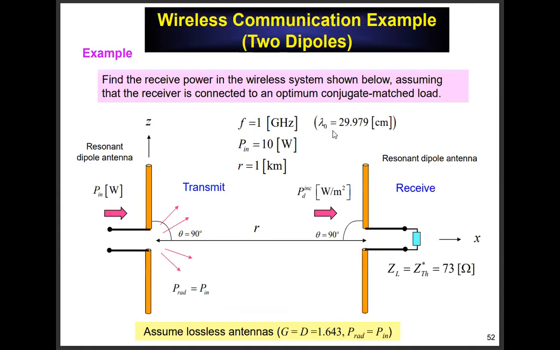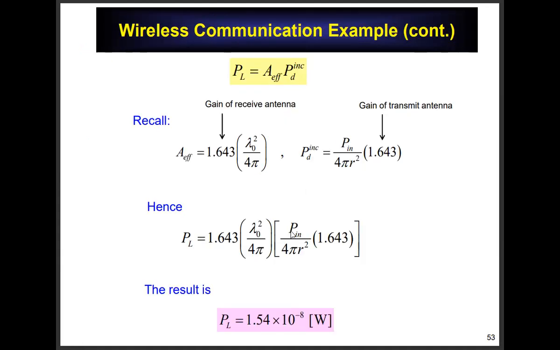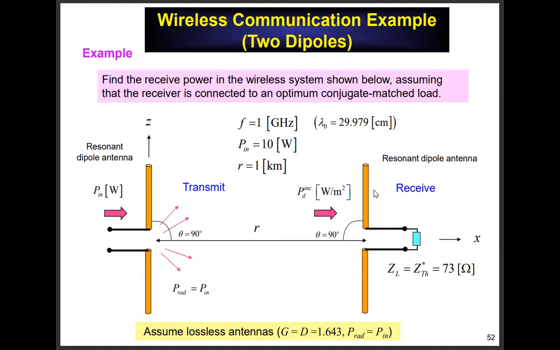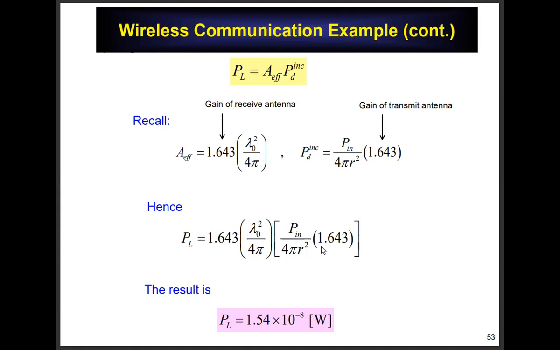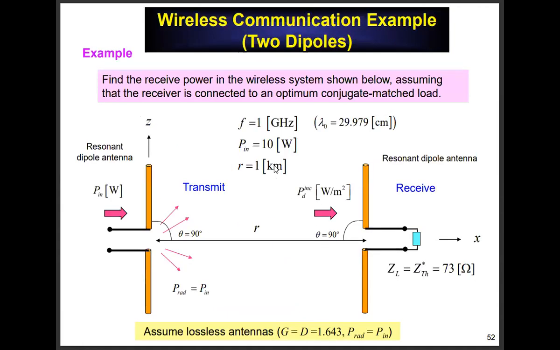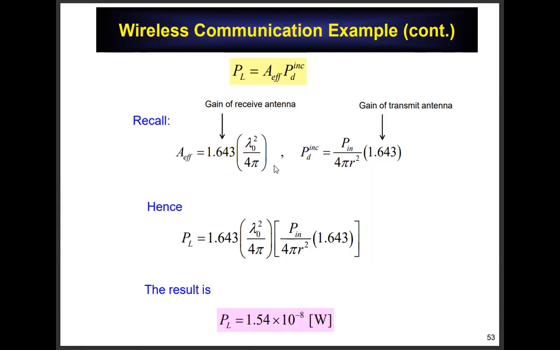Lambda 0, remember, convert to MKS, so 0.29979 meters. Power in was 10 watts pumped into the transmit antenna. R, which was 1 kilometer, which of course you're going to call 1,000 meters, right? So plug all that in, and it comes out to 1.54 times 10 to the minus 8 watts. So that's the amount of power the receive antenna will pick up if it's 1 kilometer away from the transmitter. Okay, it may sound pretty small, but a good receiver can pretty easily receive that.